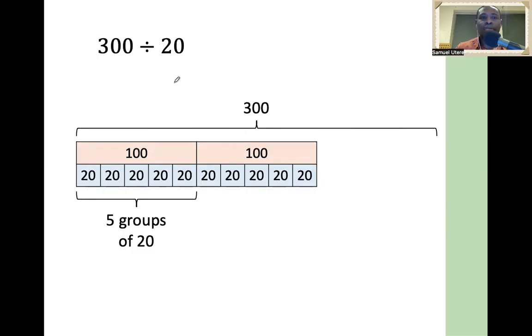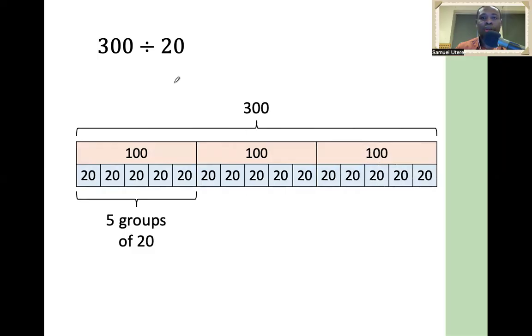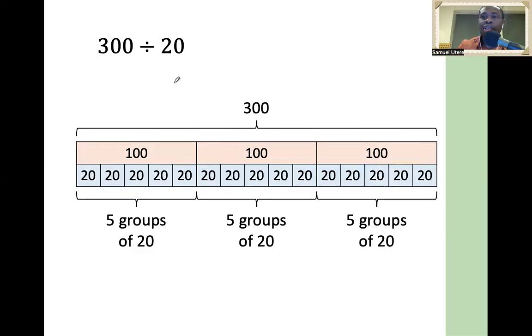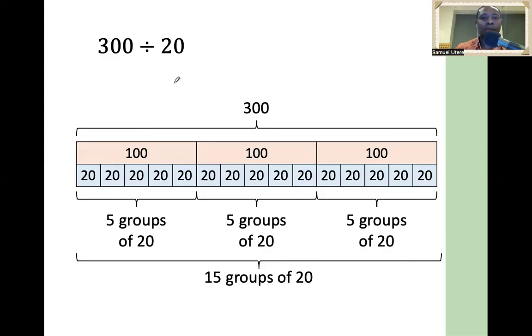So we can have 5 groups of 20. So we're now thinking in groups because it's easier to do calculations that way. So thinking about how many lots of 20 you can get from 100 and then scaling it up to 3 because you have 300, which is 3 lots of 100, can really help you to do calculations like this mentally. And then your answer is 15.